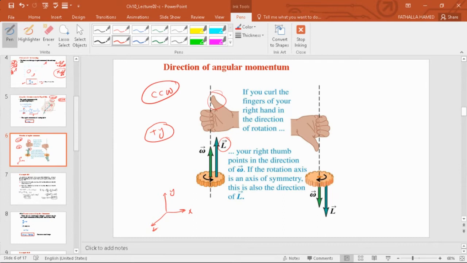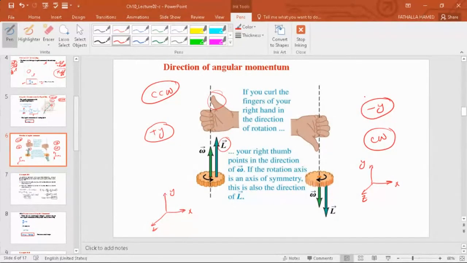Now, if your wheel here is rotating clockwise, and again you choose your x-axis to be this way, the y-axis this way, and the z-axis this way, so this is the xz plane, and this is the y. So the rotation here will be in the negative y direction.